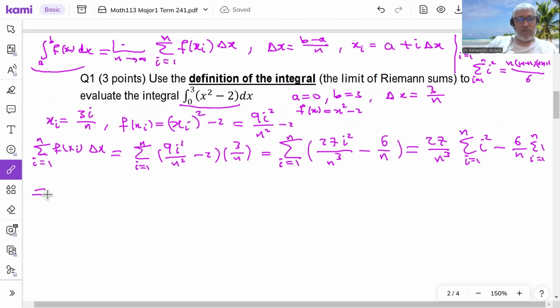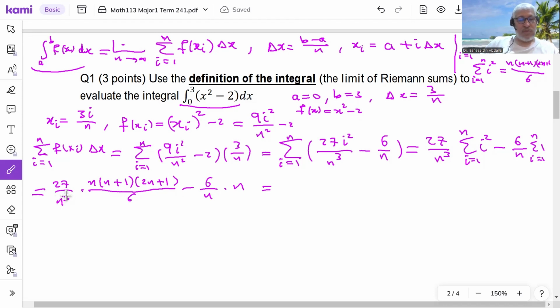So the summation would be equal to 27 over n cubed. This is the constant outside. Now what is summation i squared? It is n times (n plus 1) times (2n plus 1) over 6, and minus 6 over n times summation 1, which is n.